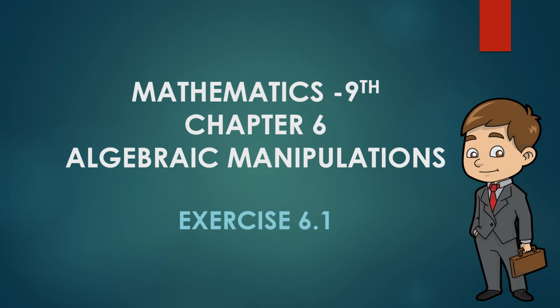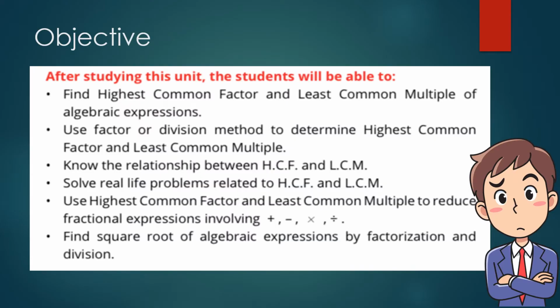We are discussing chapter number 6, algebraic manipulations. Now we will proceed to exercise 6.1. The objective of this lesson is to find highest common factor and least common multiple of algebraic expressions. We will use factor or division method to determine highest common factor and least common multiple and the relationship between HCF and LCM.